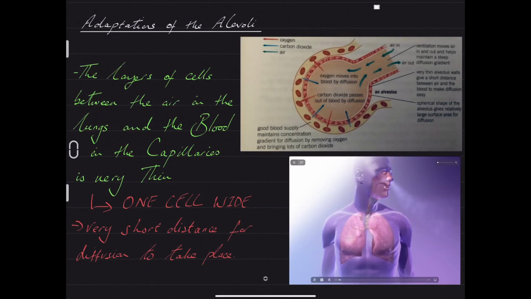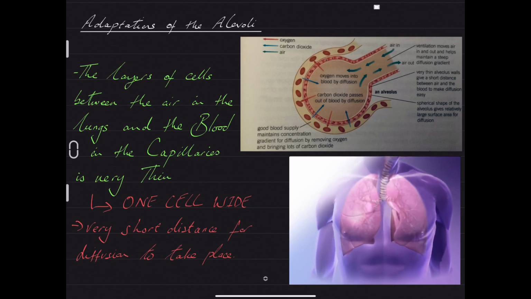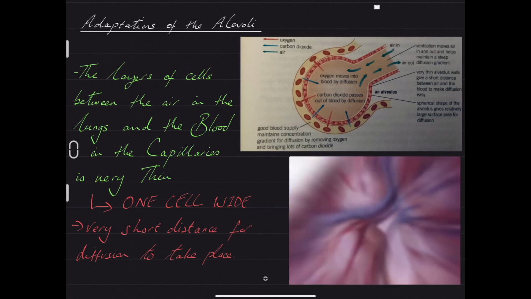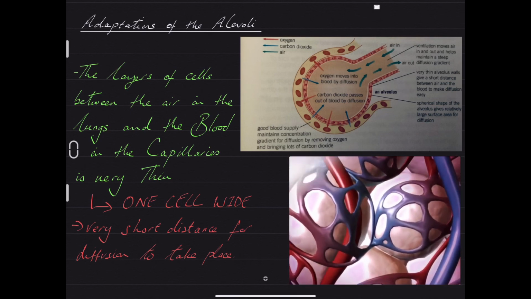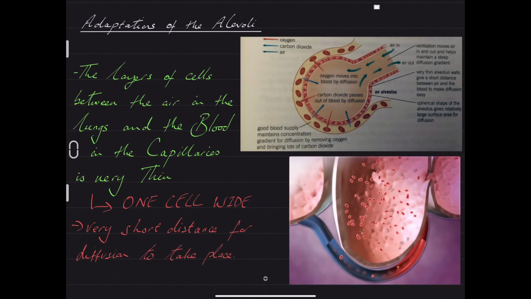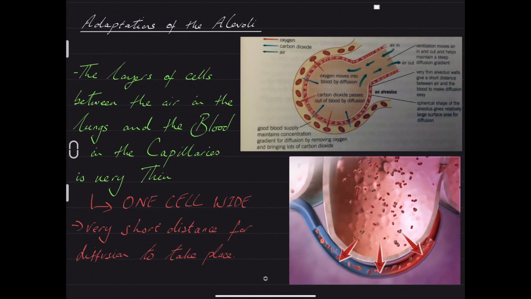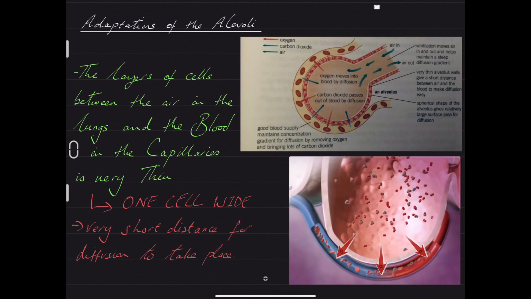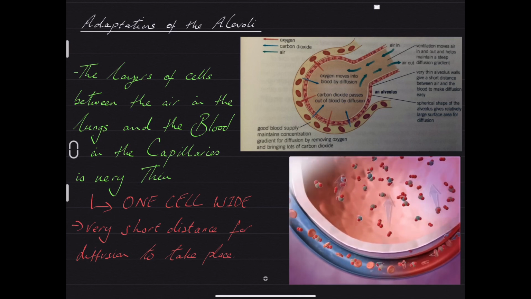Now, the final type of feature or adaptation that we look at in terms of the lungs is that the layers of cells between the air in the lungs and the blood in the capillaries is very thin. So when we look at that membrane, or how thick that membrane is between the air in the lungs and the blood flowing through the capillaries, that distance is very small. And you can see in the diagram that's shown at the top, you can see that distance represented.